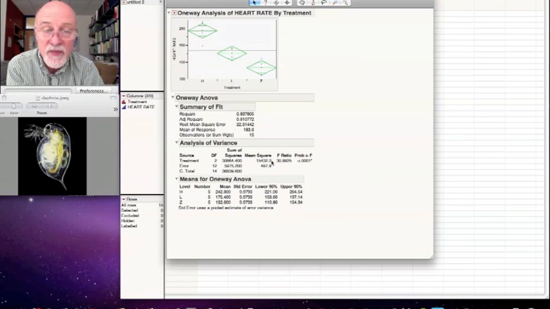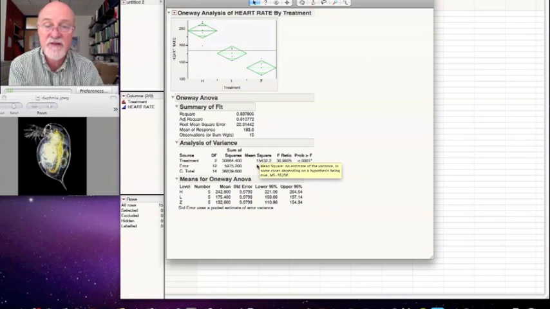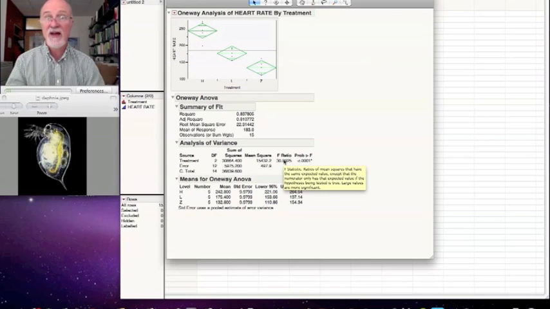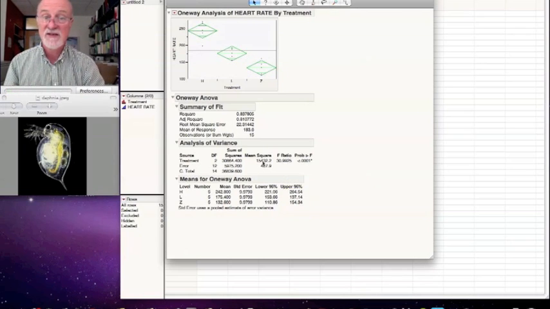But the mean square for treatment divided by the mean square for the error is actually the F ratio. So this F statistic is a ratio of mean squares. One of them that contains the treatment differences and one of them that doesn't. Ooh, we're starting to get into the nitty-gritty of what F tests actually are.